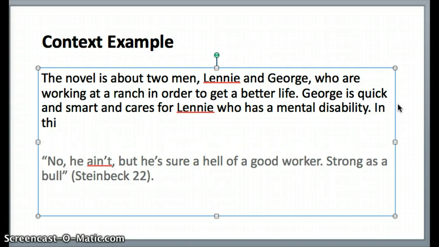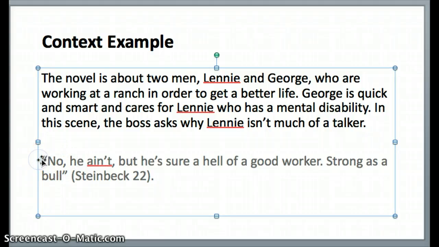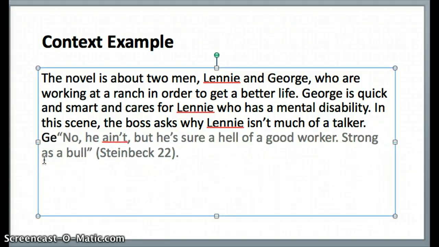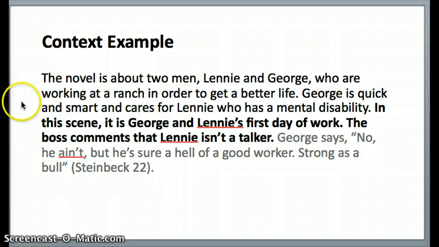Then I would say, in this scene, the boss asks why Lenny isn't much of a talker. So that happened right before this quote. Then I would introduce my quote. George says, "No, he ain't, but he's sure as hell a good worker, strong as a bull." So I'm going to reread this time, seeing whether or not I have fulfilled the requirement of knowing what's happening and who is involved in this scene.